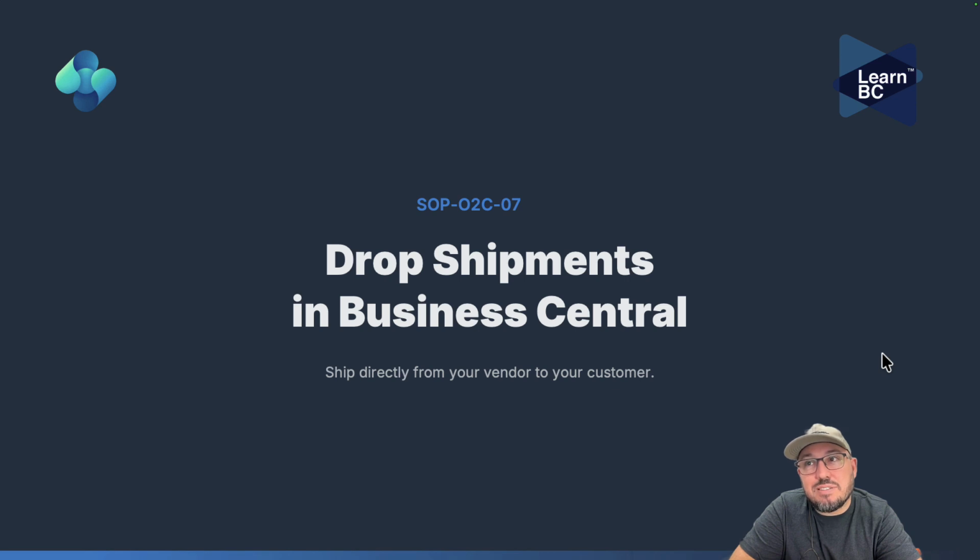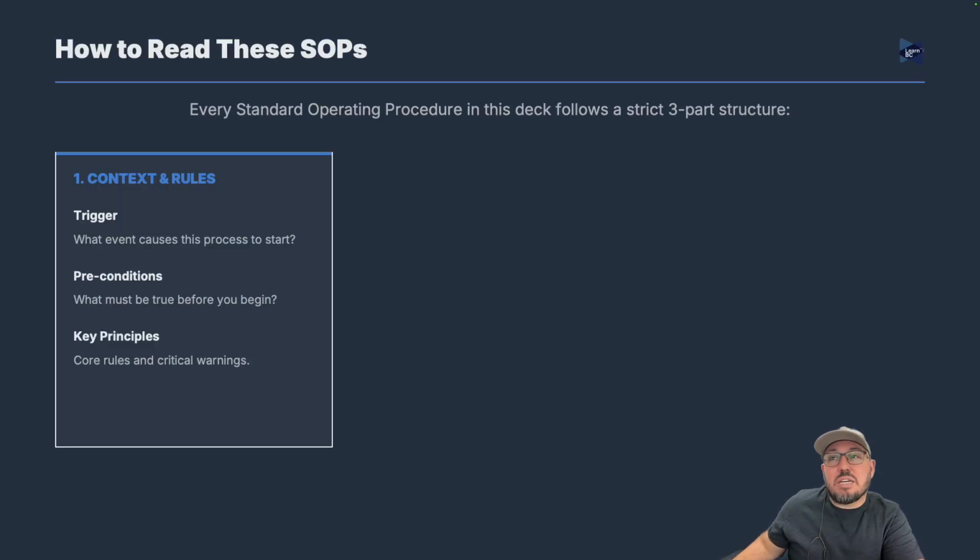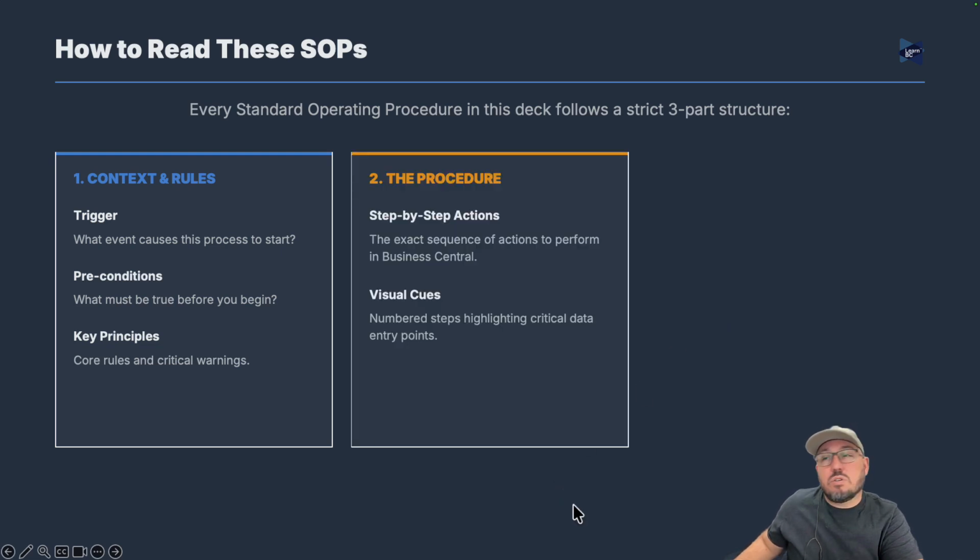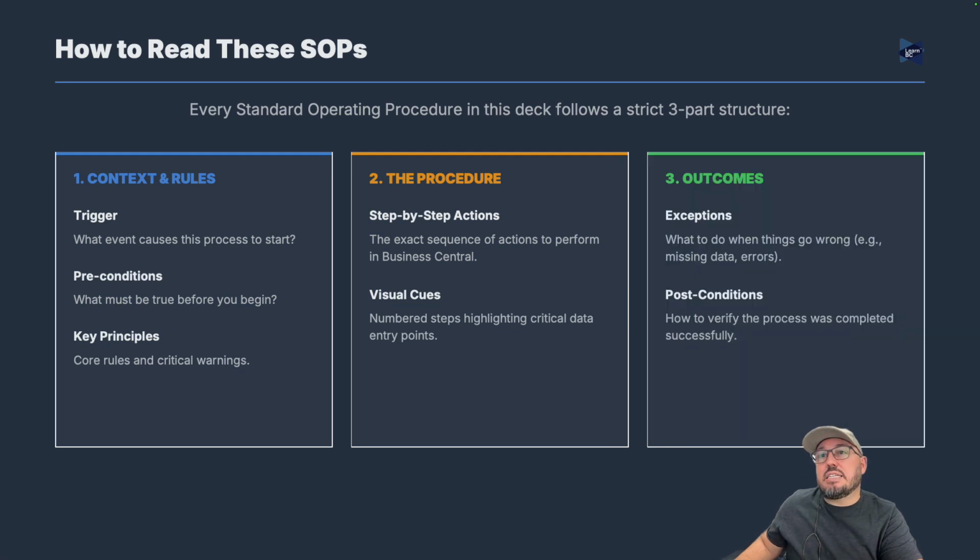I love Drop Shipments. So before we get into this, please understand you need to pick up the context. What's the trigger, the preconditions, and the principles? What's the procedure? Step 1, 2, 3, 4, 5, 6, 7, whatever. And if it goes wrong, it's an exception. How do we handle it? And post conditions, what's the dream?